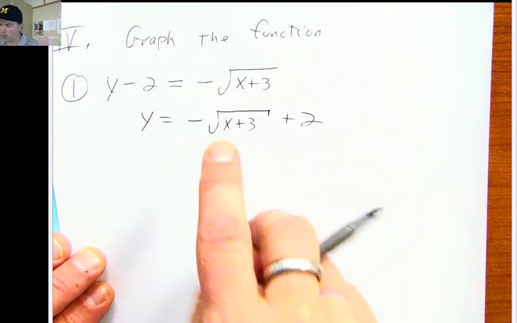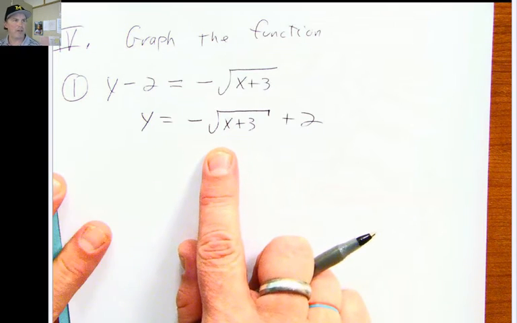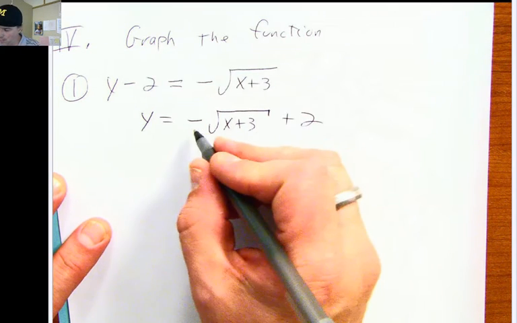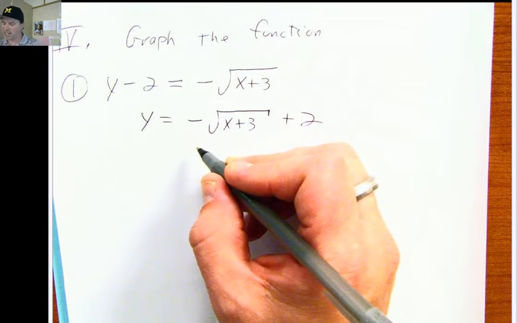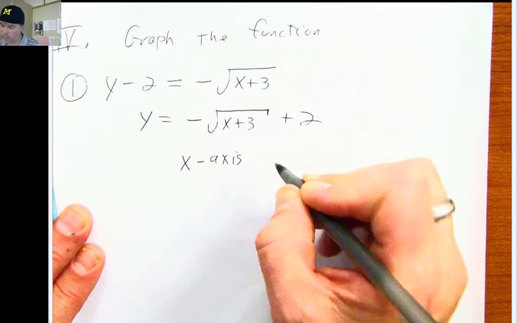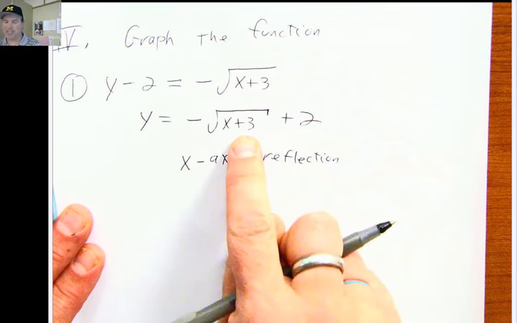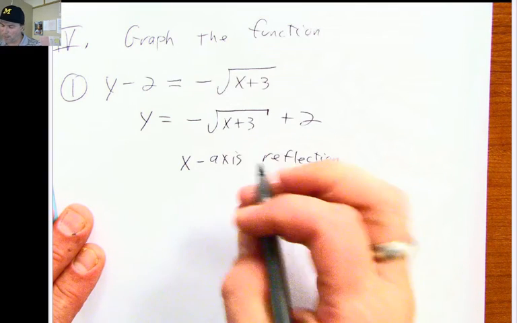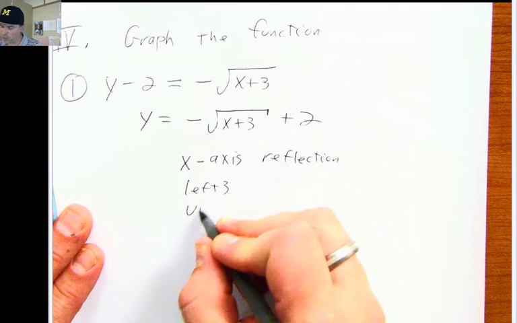Okay, so on this one, same thing as our previous problems, we just got to identify the transformations here. This negative out front, that affects the outside, so it's affecting the y, so that is an x-axis reflection. Because of this x plus 3, we go opposite, so left 3, and this plus 2, we're going to go up 2.